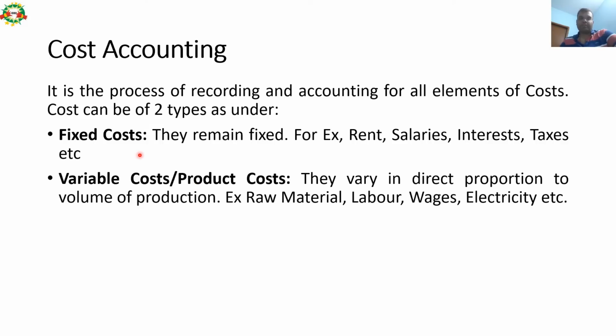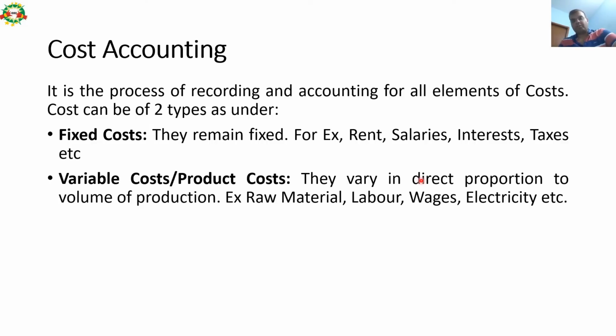Fixed costs remain fixed, for example rent, salaries, interest, taxes, etc. And variable costs vary in direct proportion to volume of production, for example raw material, labor, wages, electricity. If I have installed a factory, even if I do not produce even a single unit, I have to pay rent, interest on loan, taxes, and salaries to the employees who are sitting idle in the factory. So these are the fixed costs.